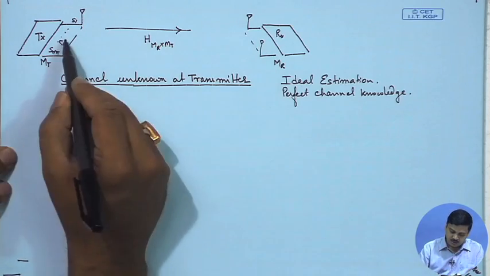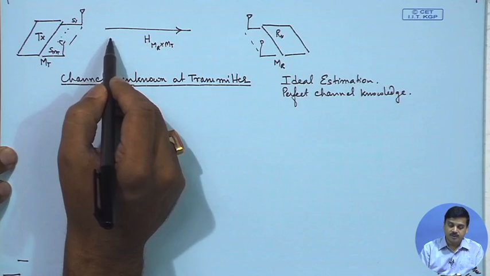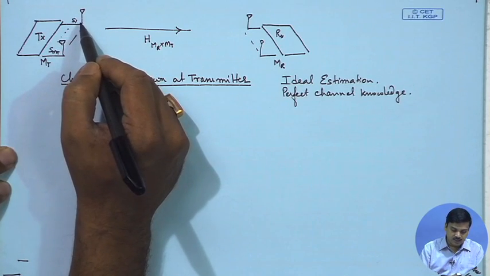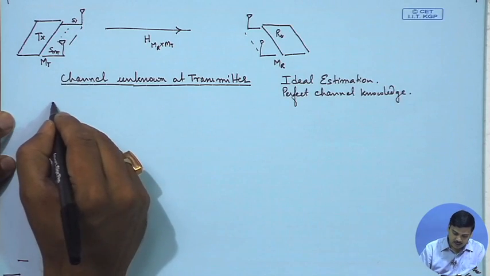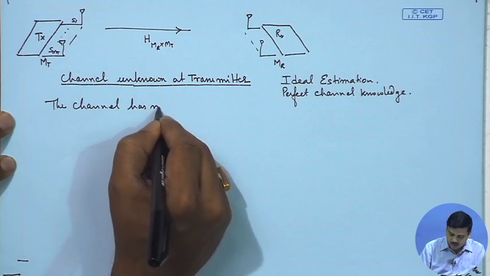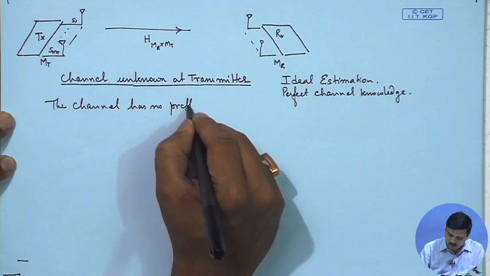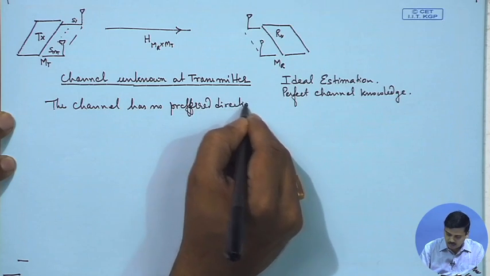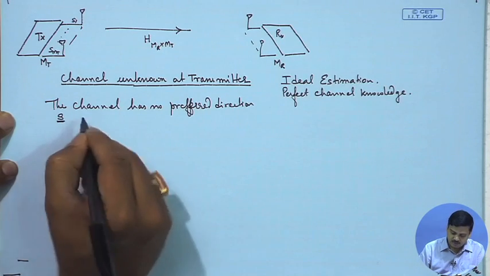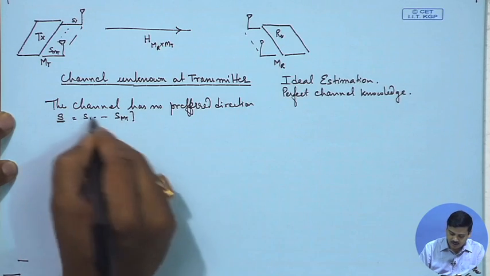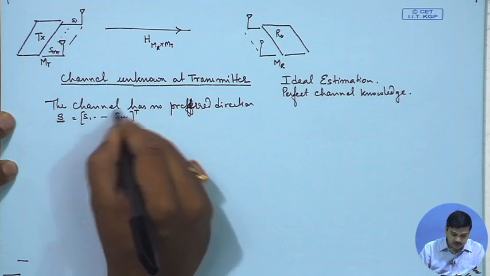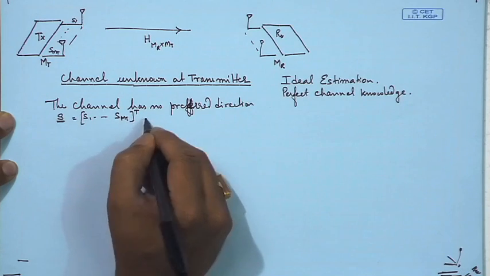and since there is no knowledge about what's lying out there for the transmitter, you cannot do anything with these symbols. Since nothing is known, we usually say that the channel has no preferred direction. It is not specific to certain directions and is completely unknown to the transmitter, and therefore the vector S, which is composed of S1 to SMT, you cannot do anything with it. You cannot specifically modify this.